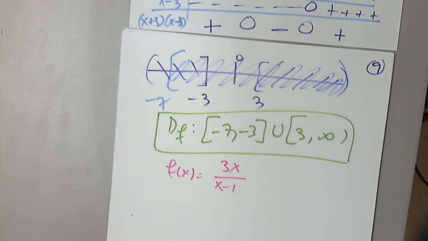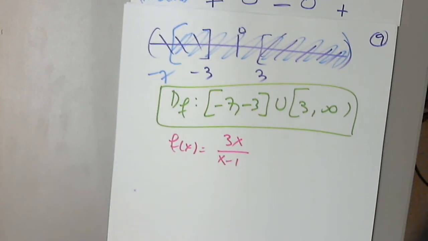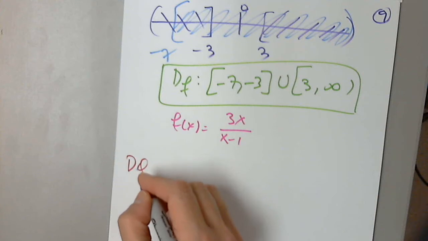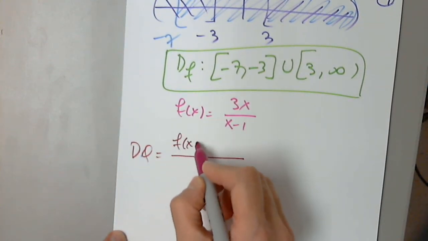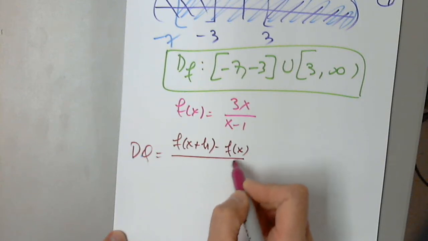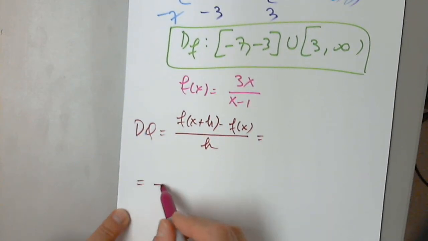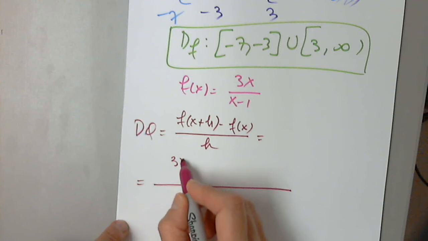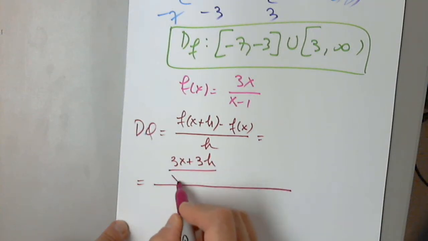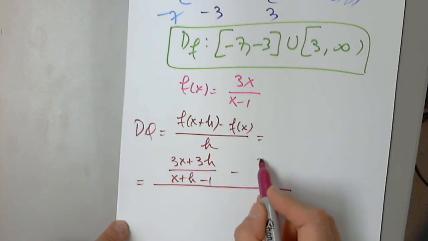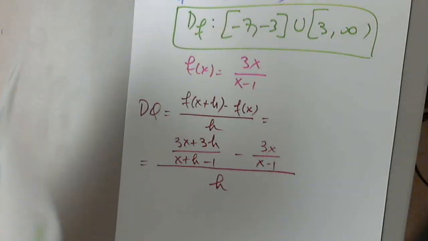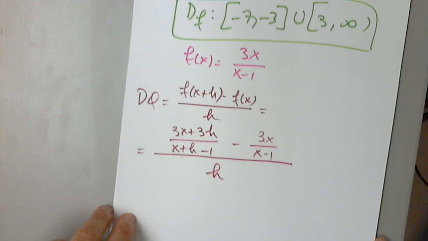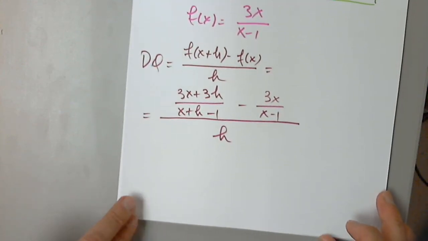Okay, next problem. Let's take a look at the difference quotient. The difference quotient will be given to you. You don't have to memorize it, but you have to write it. So f of x plus h minus f of x, divided by h. So we have 3x plus 3h over x plus h minus 1, minus 3x over x minus 1, divided by h.